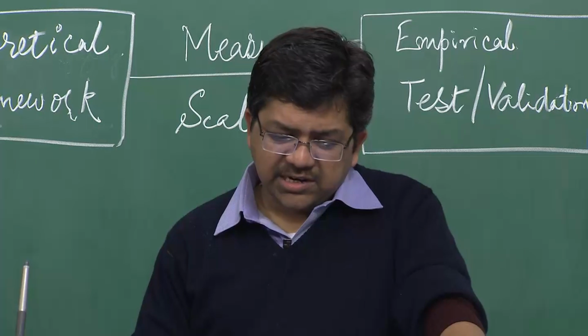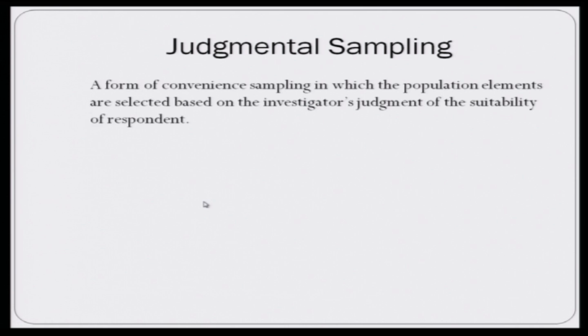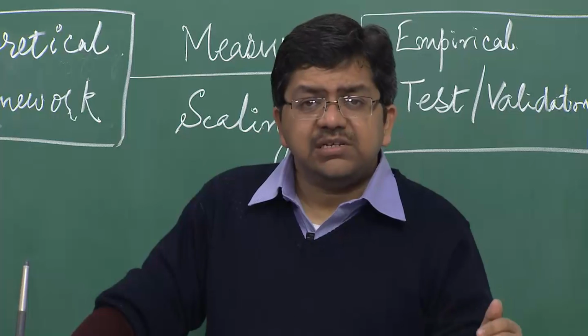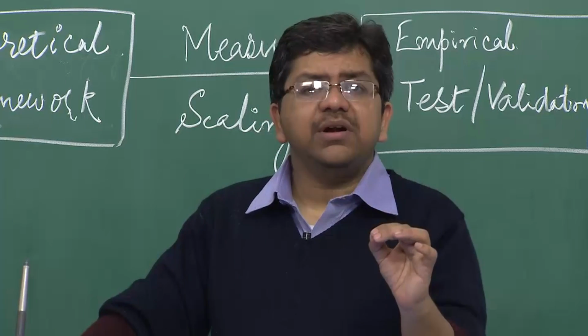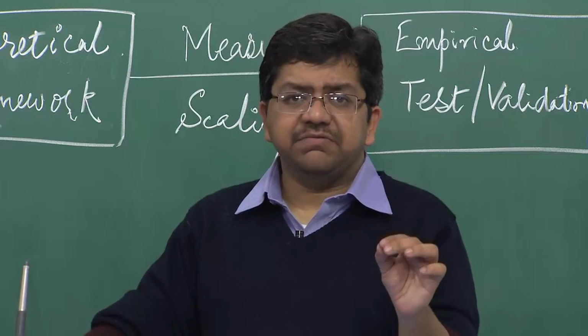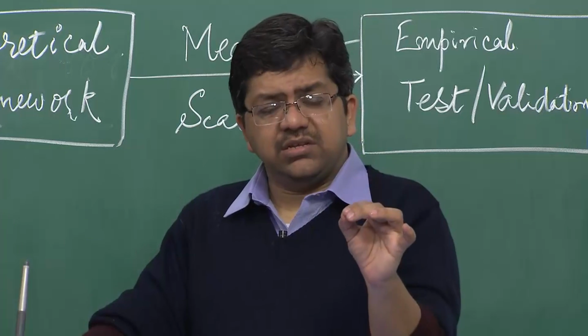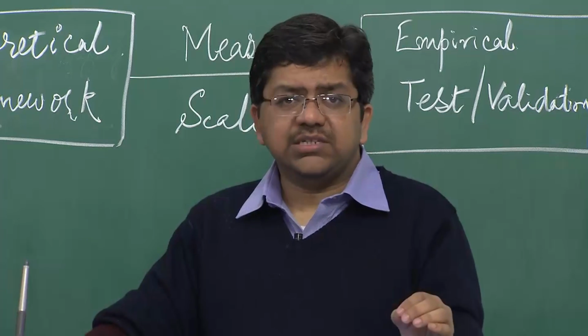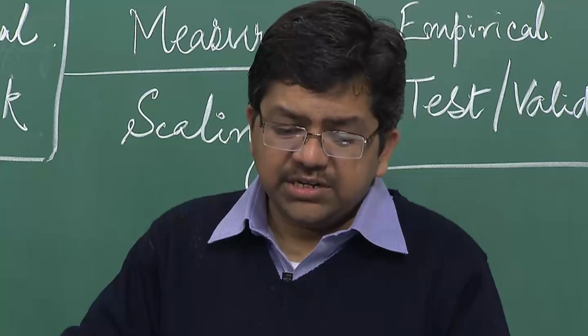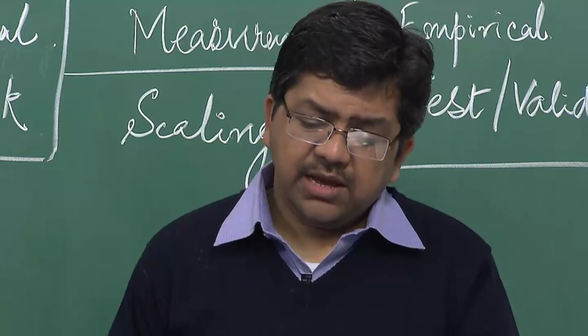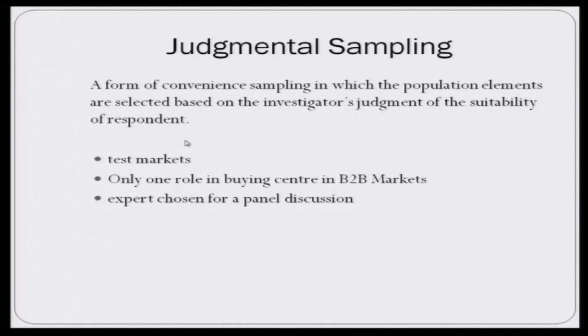The next type of sampling is judgemental sampling, a sort of convenience sampling, but a form in which the population elements are selected based on the investigator's judgment of the suitability of the respondent. In judgemental sampling, a respondent is chosen because the investigator believes that this individual or unit is suitable for the study, or should be part of the sample. So, it is a subjective judgment of the investigator, and one example where judgmental sampling is commonly used is the test market.